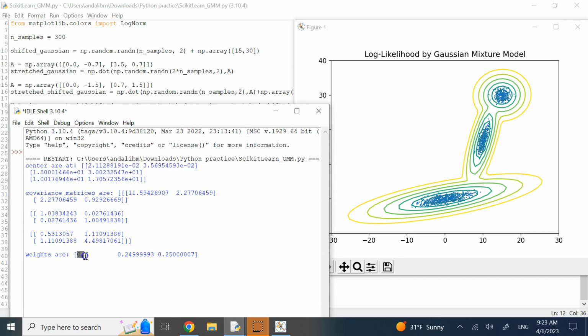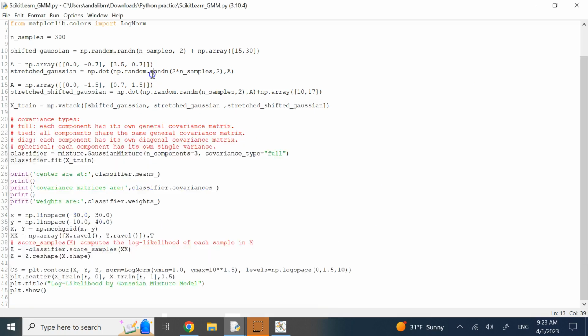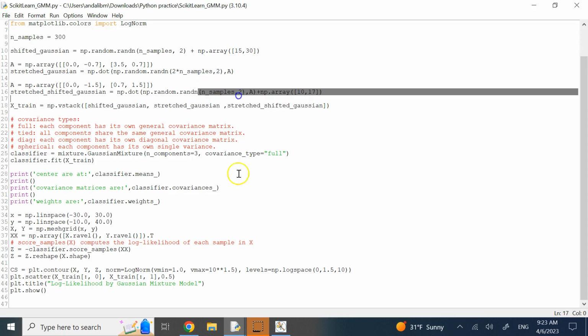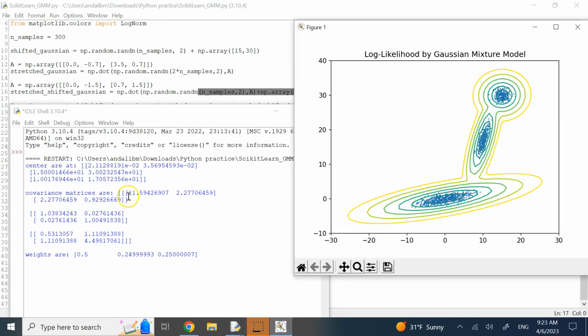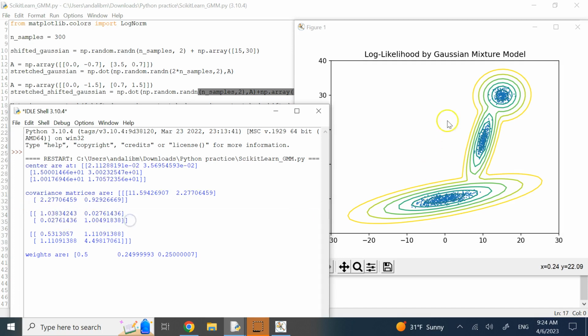If you look at the weights also, right, you see the weight for this one at 0, 0 is 0.5, and for the other 2 are 0.25, and those are coming from here, 300, 600, and 300. So you see the weights are also beautifully calculated, and if you look at the covariance matrices also, they do make sense. For example, let's look at this one at 15 and 30, the second one. Look at this. What is it? It's 1 and 1, almost 0 and 0, and this is clearly a spherical covariance matrix, or circular in this case.